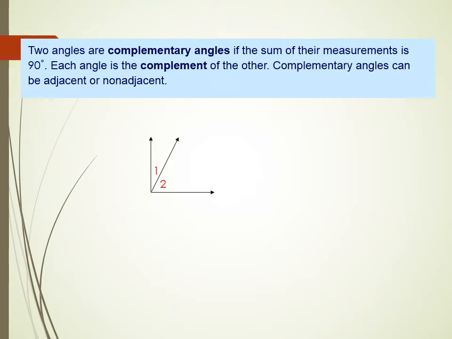There's an example. Angles 1 and 2 are adjacent. They form a 90-degree angle. Angles 3 and 4, if I was to measure them, are also complementary, but they're non-adjacent.